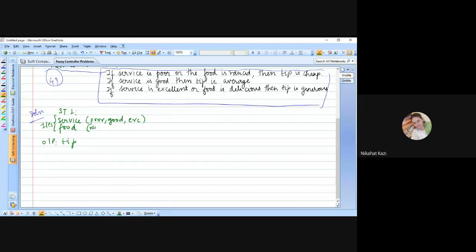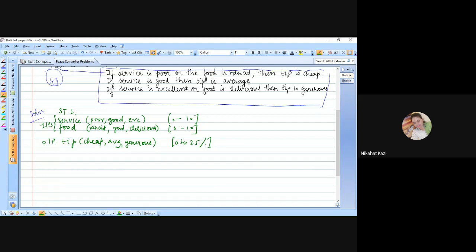Rancid, say good, and delicious, or you can use some other word. Delicious. The range is 0 to 10. And for tip, you have either cheap, average, or generous, right? So this is 0 to 25%. This is given to you.